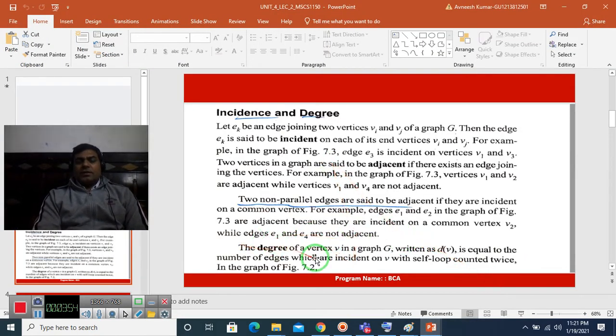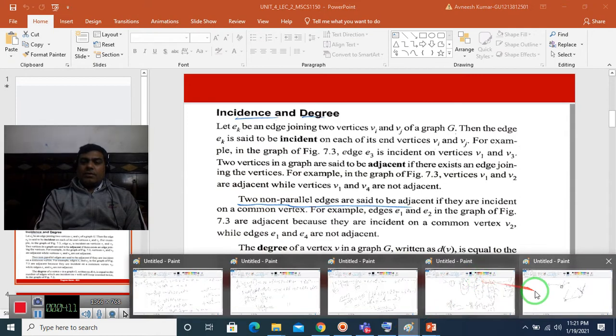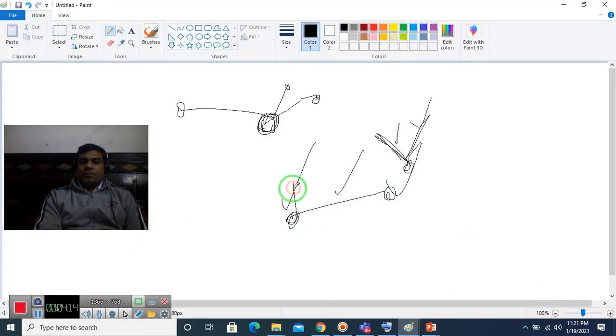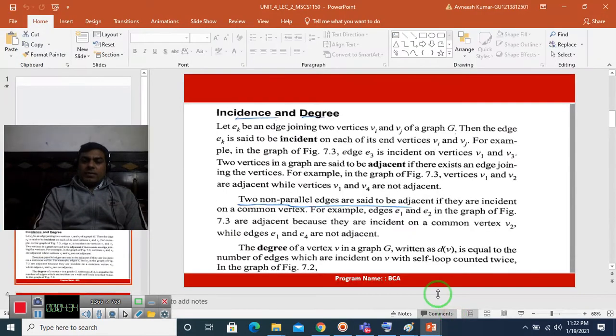And degree means that if a vertex has some incidence, the incident edges on the vertex are called its degree. For example, the degree of this vertex is 1, but the degree of this vertex is 3. Here only 4 edges are coming, so the degree of the vertex is 4. How many edges are coming on the vertex is called degree.